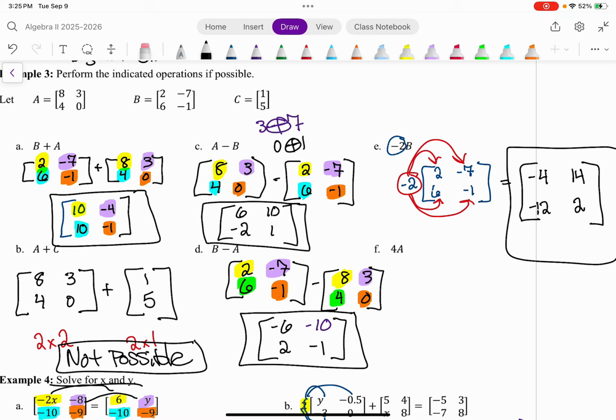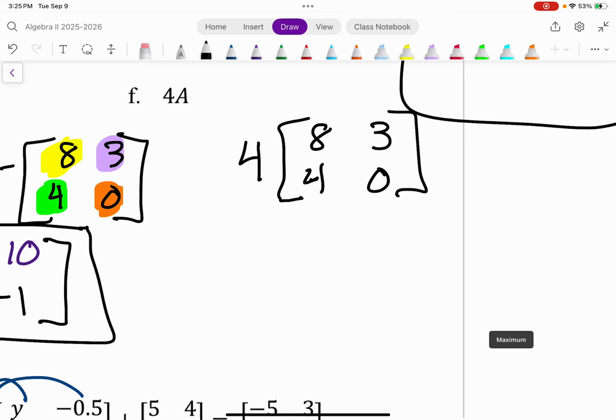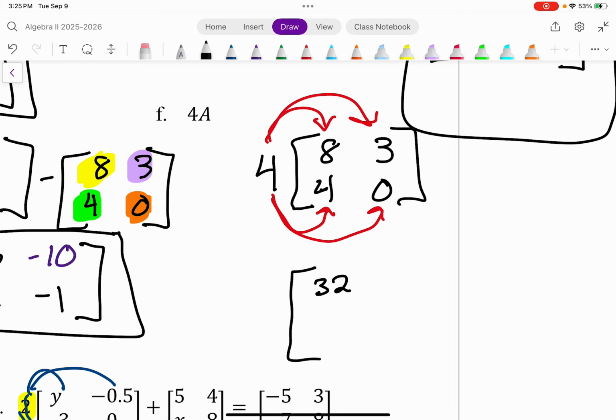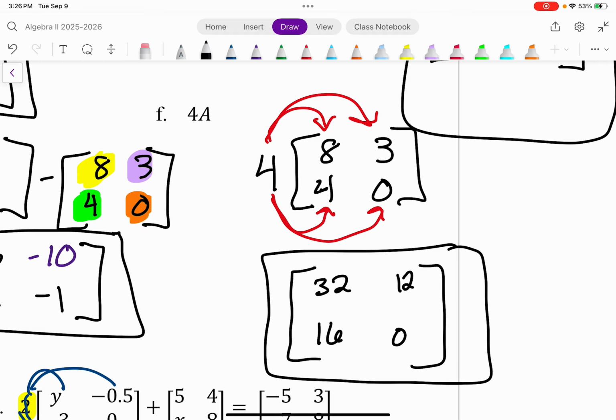Next, example F, they want us to find 4A. So we're going to take 4 and multiply it by all of the entries in A. With this one, it's, again, very similar to distributing. So we're going to multiply this 4 by every single entry in there. You want to be careful that you don't forget any. For this one, 4 times 8 is going to give us 32. 4 times 3 would be 12. 4 times 4 is 16. And 4 times 0 is 0. When you write your answers, don't forget to put the matrix brackets around them.